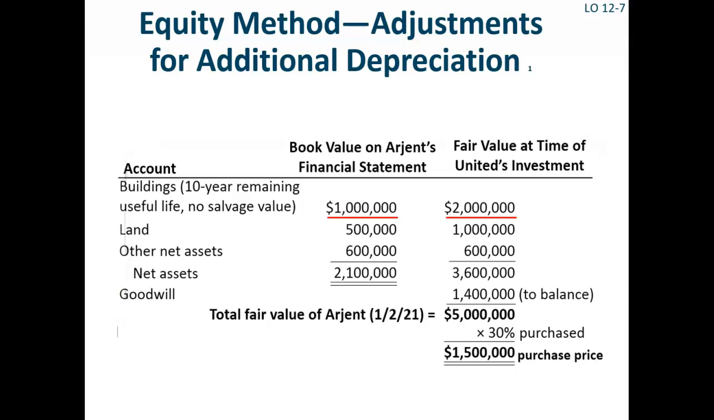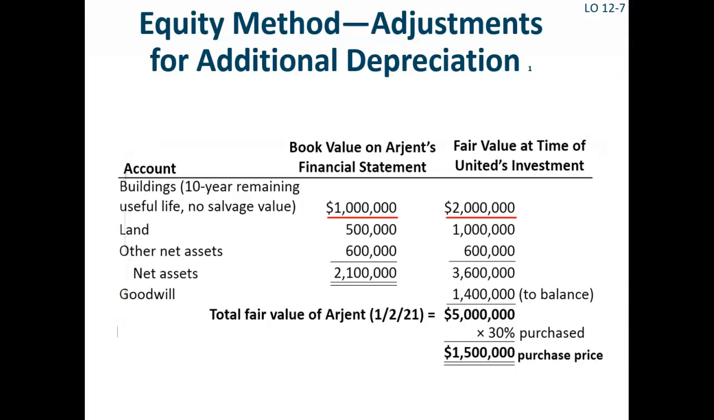When Argent determines its net income, it bases depreciation expense on the book value of buildings on its own balance sheet. United, however, needs to depreciate its fair share of the fair value of those buildings at the time it made its investment. To account for this higher amount of depreciation expense, United reduces investment revenue as if Argent had included the additional expense in its own earnings.